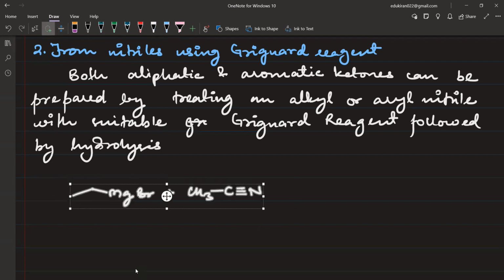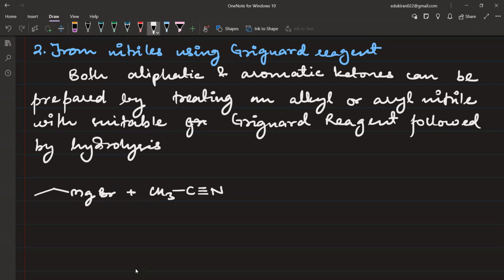Now, first of all, see how the attack takes place. This carbon atom is connected to the nitrogen atom, which is more electronegative, so it is going to get a delta positive charge. This carbon atom is connected to Mg, a metal which has a tendency to lose electrons, so it will be delta negative. So this carbon atom is going to attack this carbon atom, and it will lead to breaking of a pi bond like this, and we are going to get a compound like this.